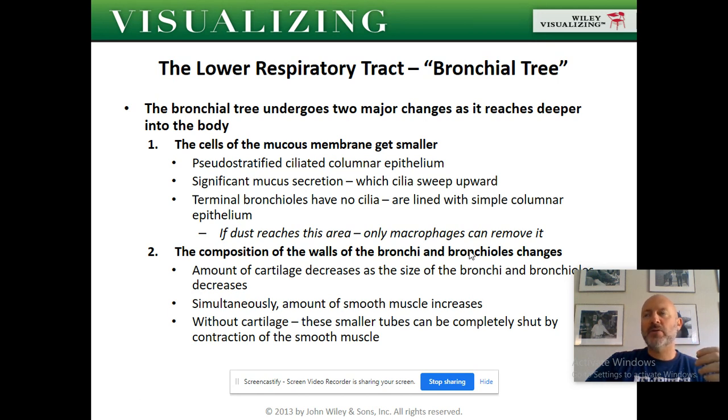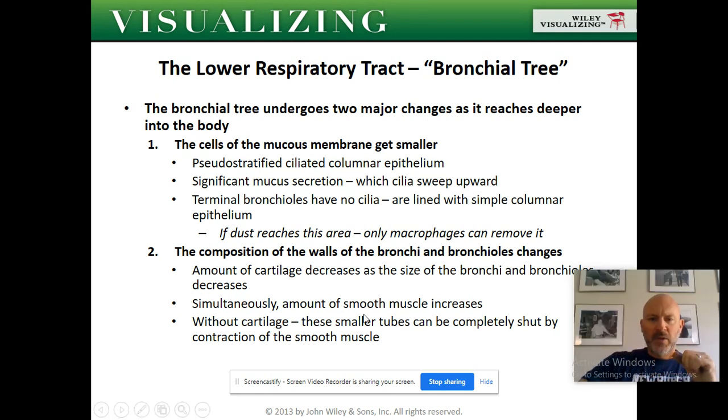Macrophages are a type of white blood cell that have the ability to leave circulation, leave the blood, and enter into the tissues. Macrophage literally means large eaters. So these cells would go into that area and they would find this debris, whatever it may be. They would engulf it and get rid of it.